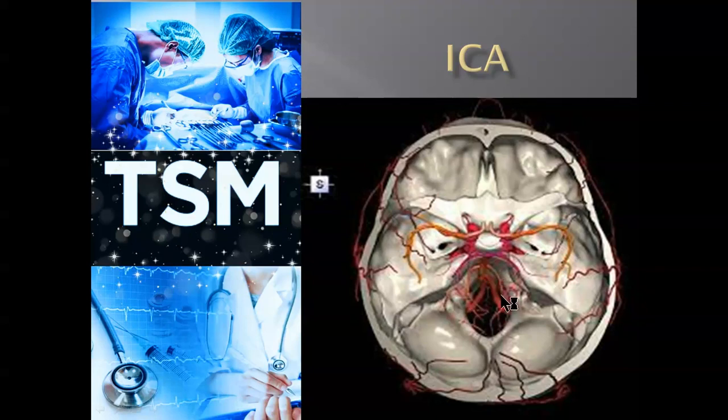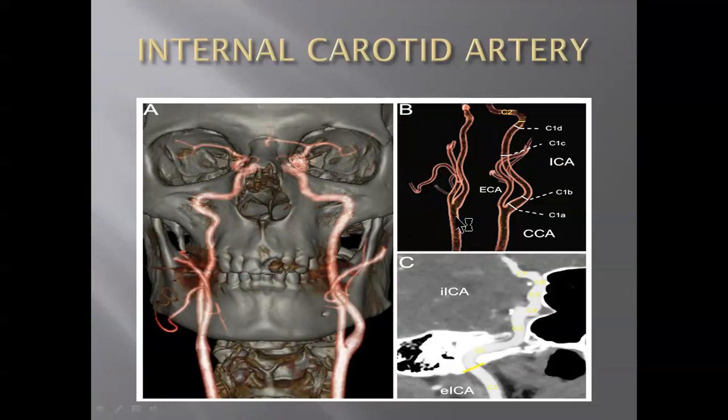So vertebral arteries are the part of the posterior circulation that provide the blood supply to the brain, whereas internal carotid arteries are the part of the anterior circulation. So in this topic, we're going to discuss the internal carotid artery, that is the part of the anterior circulation of the brain. Here we can see two common carotid arteries.